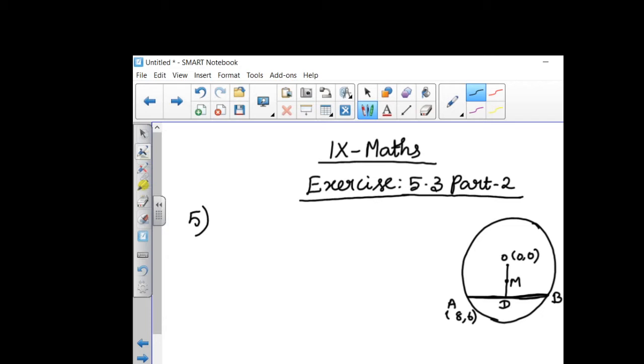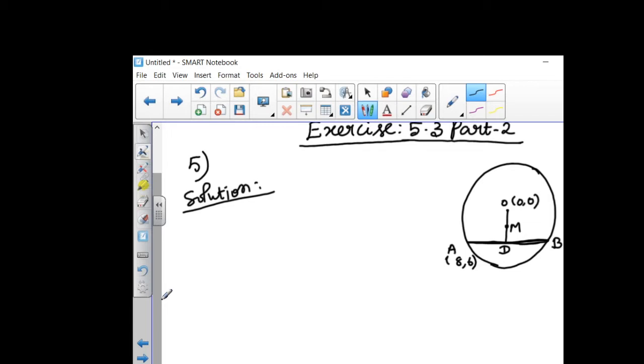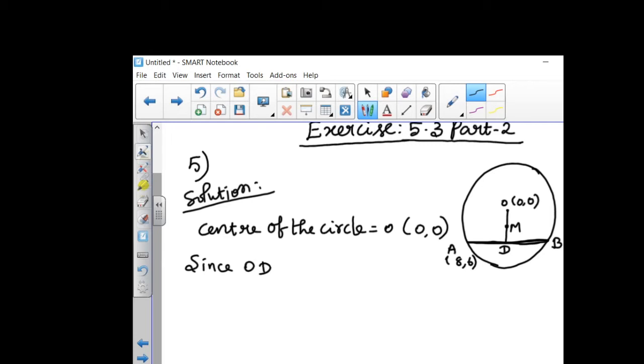Okay. So first, the solution. First, what is given? O point is given. O is the center of the circle, which is (0, 0). Then the AB points are given, and since OD is perpendicular to AB.